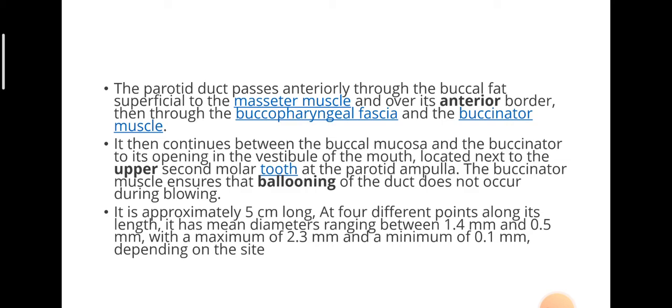Now, this parotid duct is approximately 5 centimeters long and at different points along its length has mean diameters ranging from 1.4 millimeters to 0.5 millimeter, with a maximum of 2.3 millimeters and a minimum of 0.1 millimeter depending on the site.